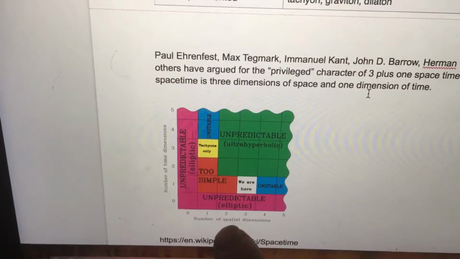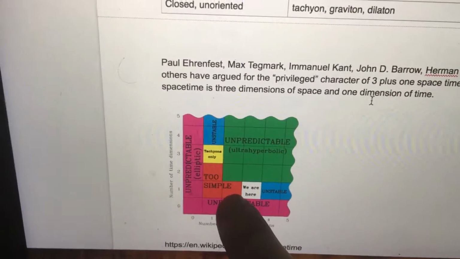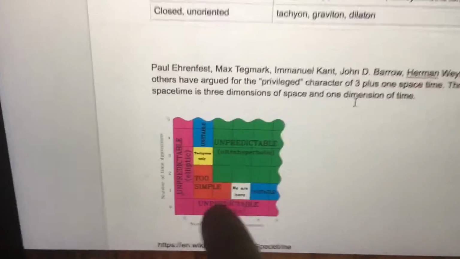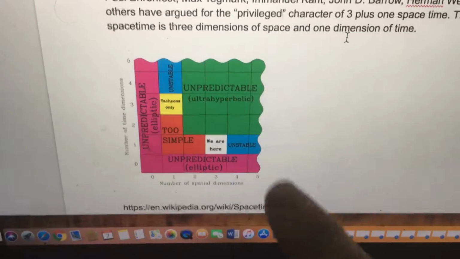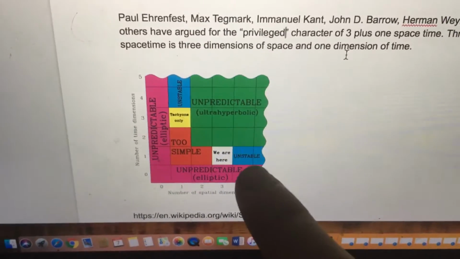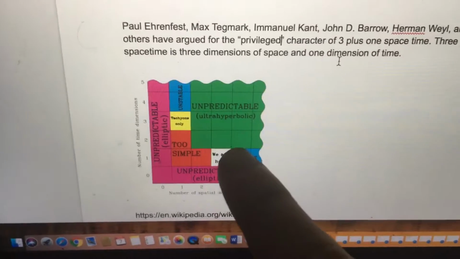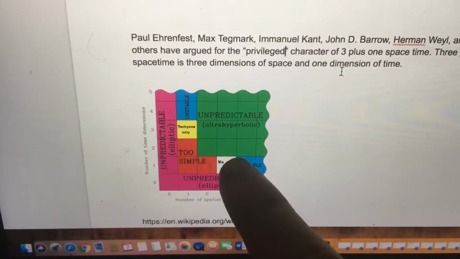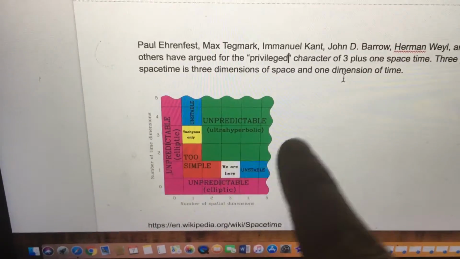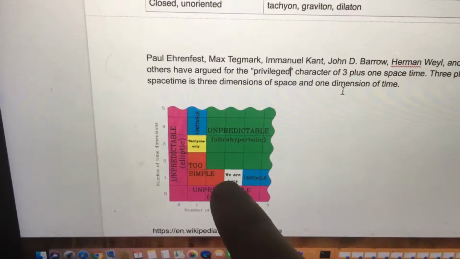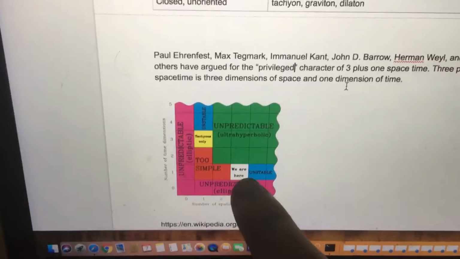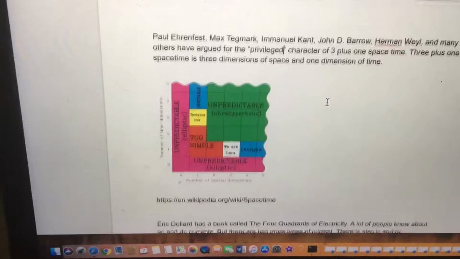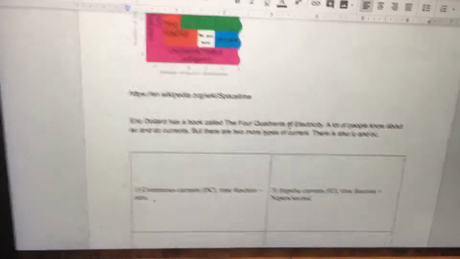If it's 2 dimensions of space and 1 dimension of time, it's too simple. It's not going to work. The existence isn't working with that. If it's 4 and 1, it's unstable. If it's 3 and 2, let's say there are 2 dimensions of time, it's unpredictable, ultra hyperbolic. So there seems to be this privileged position of 3+1. That's the quaternity. That's the quadrant.